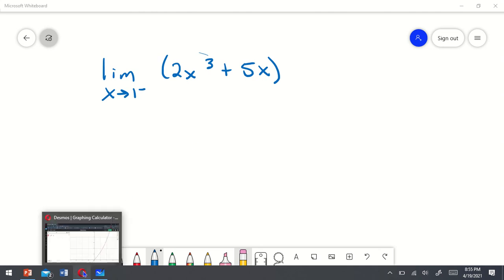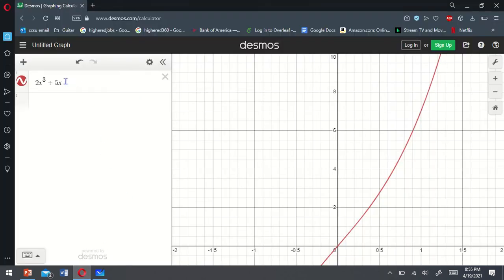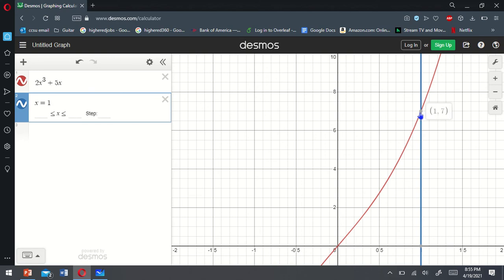I've pulled up the graph in Desmos here. So I have my function graphed. I've shown a window from like -2 to +2, and let's say -1 up to +10. And where x equals 1 is our point of interest. We're letting x approach 1 from the left.